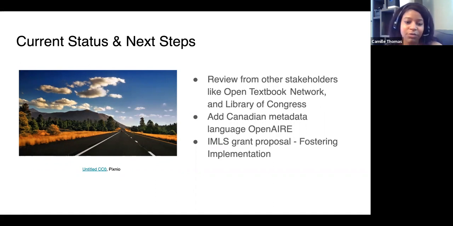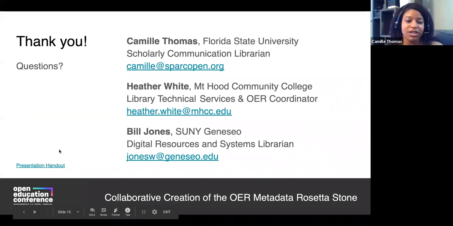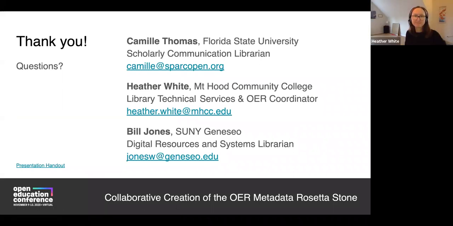And then we proposed an IMLS grant proposal for fostering implementation. So potentially remediating, just seeing what the next steps would be for this project and for OER discovery in general. Next slide. This is our contact information, and I'll hand it off to Heather. And then we have a few minutes for questions. Yeah, so the vision is that this translation tool will now inform future OER discovery search engines, and we're running some test records.